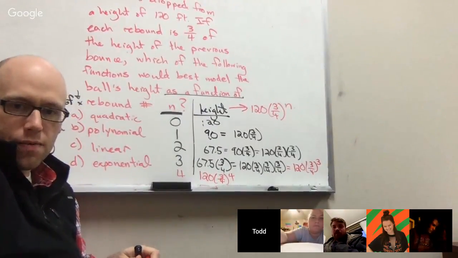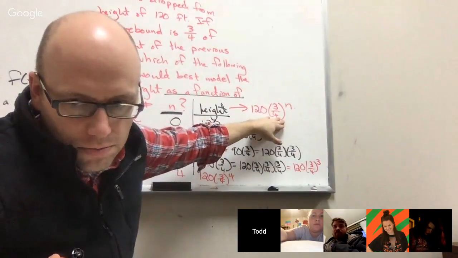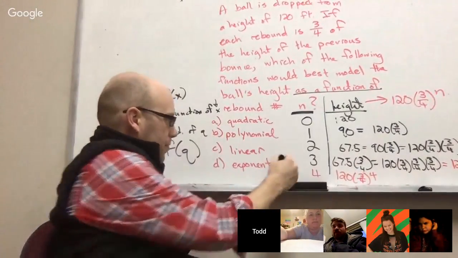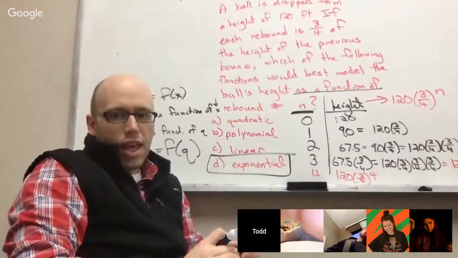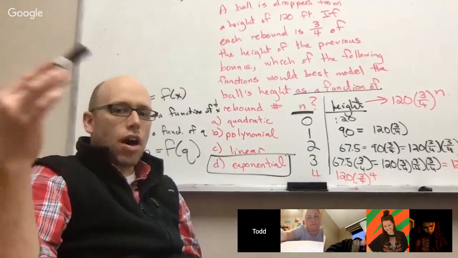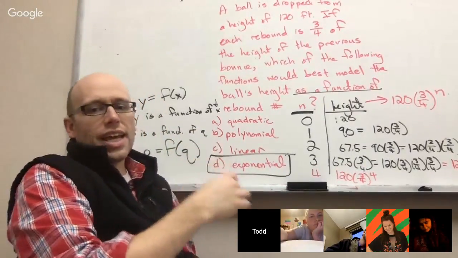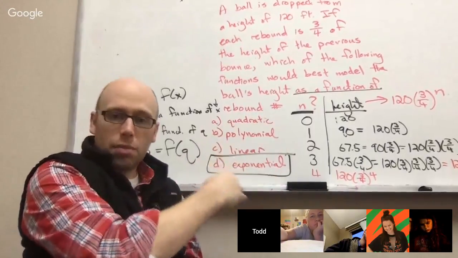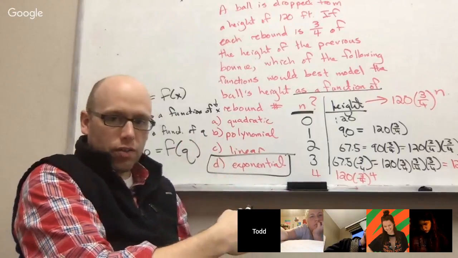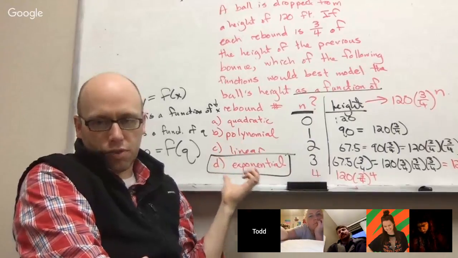Which is what type of function? Exponential. A geometric sequence is always described with an exponential function. Just like an arithmetic sequence where you add the same thing over and over is always described with a linear function, a geometric sequence is always described with an exponential function.